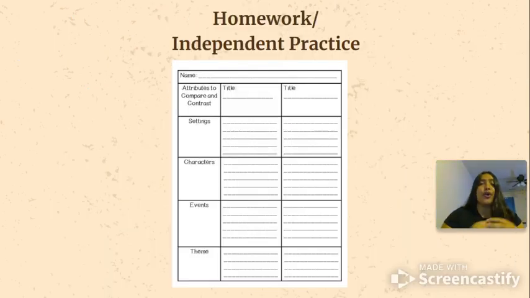So what we're going to do for our homework, or our independent practice, is compare the two stories, but now we're going to break it down to the story elements that we reviewed yesterday. So the setting from yesterday's book and the setting from today's book, the characters from yesterday's book and the characters from today's book, and the events and the theme. So we're combining what we learned yesterday and today for our independent practice.